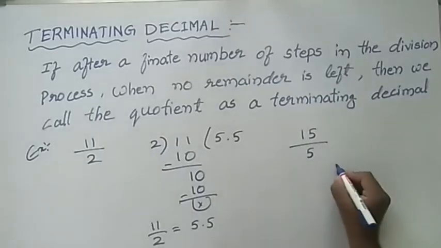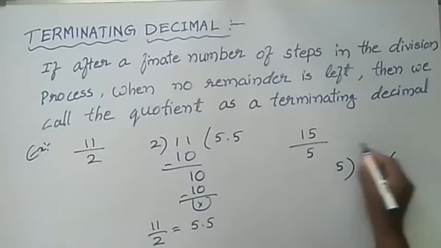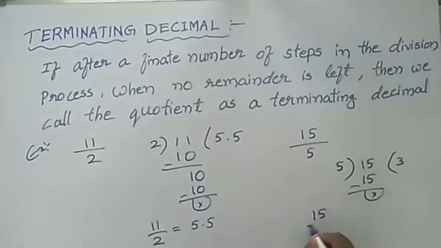15 by 5 I am taking. 5 3s 15. Here also we can say that 15 by 5 equals 3. Otherwise 3.0 also we can keep.